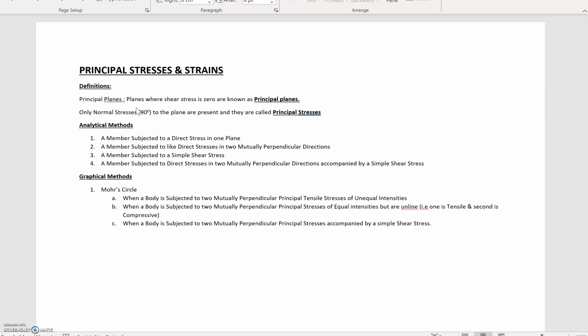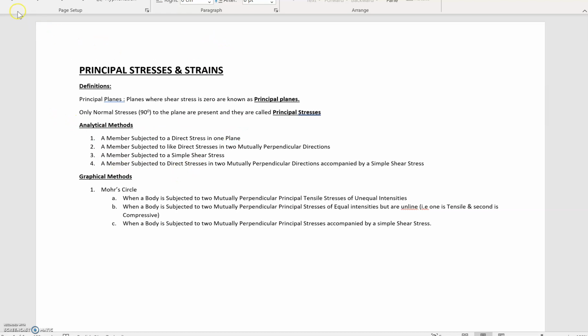And then we have graphical methods where we look at Mohr's circle, and under that we'll have 3 different approaches: when a body is subjected to 2 mutually perpendicular principal tensile stresses of unequal intensities; when a body is subjected to 2 mutually perpendicular principal stresses of equal intensities but unlike, that is, one is tensile and the second is compressive; and when a body is subjected to 2 mutually perpendicular principal stresses accompanied by a simple shear stress.